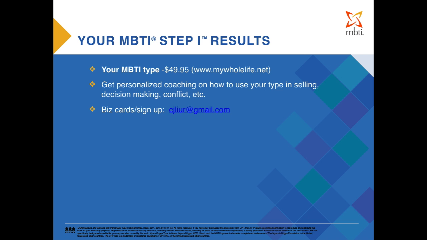All right, so how would you get your MBTI results? Well, you can go to mywholelife.net. You can order an MBTI type. You can also, once you get your type, get some personalized coaching. The MBTI type really just gives you a sense of your personality, and because it's your personality, you'll take that same personality and use it whether you're selling, making decisions, or in conflict, and knowing your personality will help you in all of those areas. And so the coaching would really be about taking your type and then approaching a particular problem that you have at work or home and giving you some advice on that.